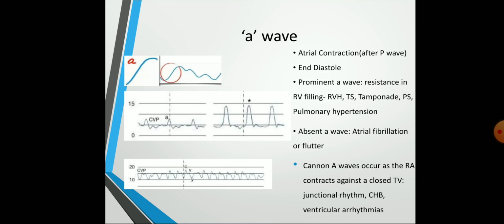Coming to each one, like I told you, there are three ascents, that is A, C, and V, and two descents, that is X and Y. The first is the A wave. The A wave takes place because of atrial contraction.